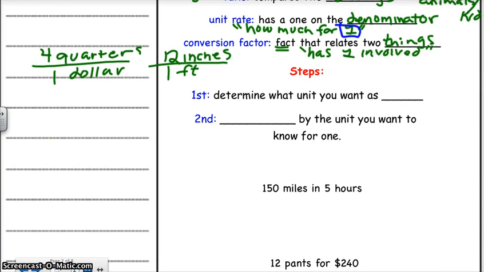So we're going to start identifying unit price, how much for one thing. The first thing you want to do is determine what unit you want as a 1. What you are looking for. What am I looking for 1 of? Am I looking for how much for 1 pair of pants? How much for 1 gallon of gas? How much for 1 CD? And second, you're going to divide by the unit you want to know how much for 1, or how long for 1, okay?